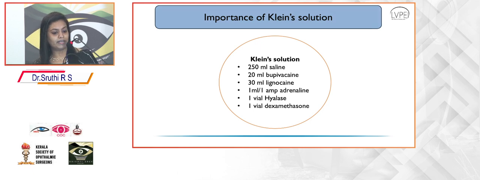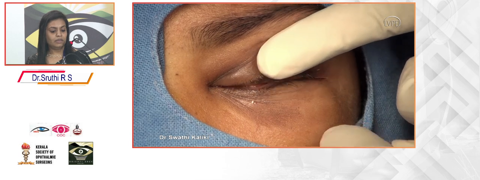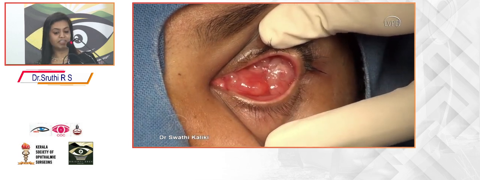I would also like to emphasize the importance of Klein solution, of which 20 to 30 ml is injected as a peribulbar block and around the eyeball before removal of the entire contents. This is essentially a mixture of 250 ml of saline, 20 ml of bupivacaine or ropivacaine, 30 ml of lignocaine, 2 to 3 ampules of adrenaline as per the permit given by our anesthetist, 1 Hyalase and 1 Dexa. Here's the surgical video of exenteration.